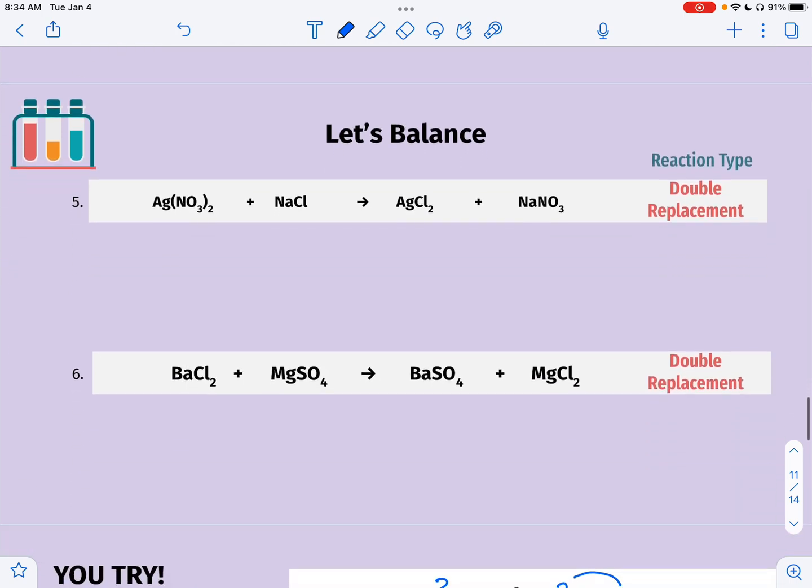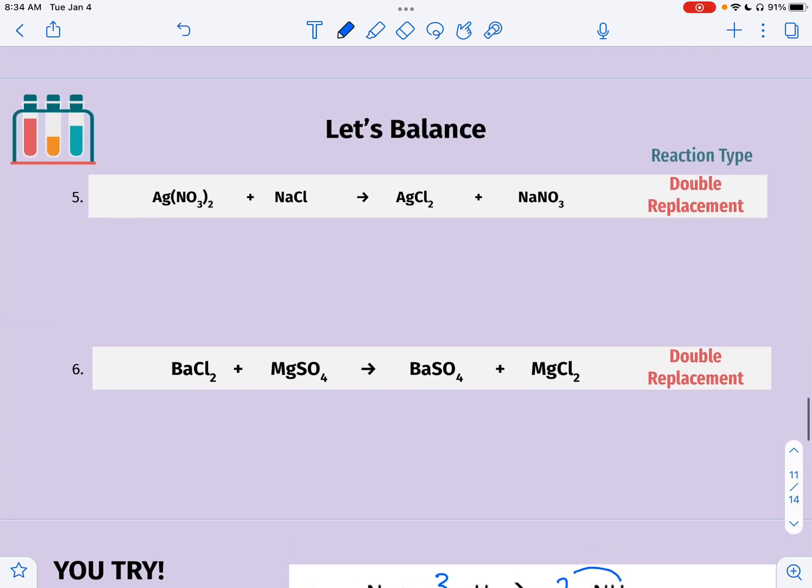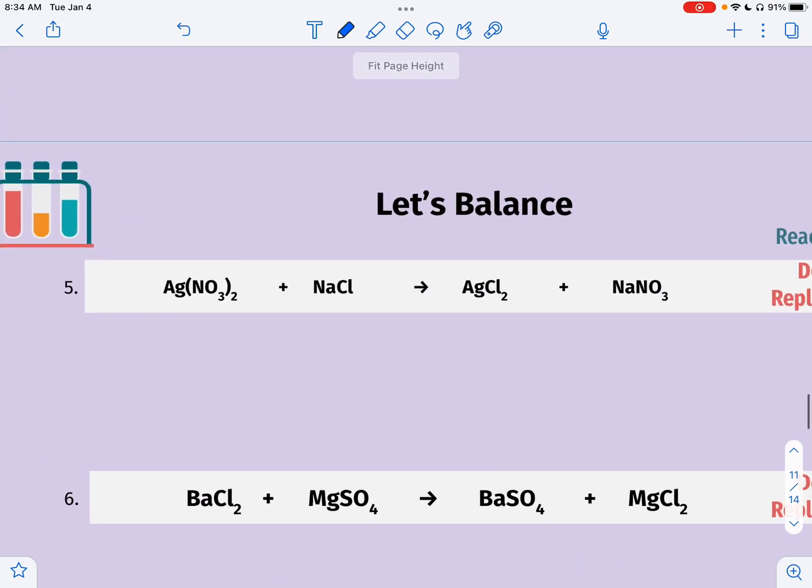Let's take a look at another one. I'm going to have us take a look at this number 5 here. All right, balancing this out, we have silver nitrate and sodium chloride makes silver chloride and sodium nitrate. All right, remember we have to have the same number on each side. My hint and my tip for you here is if you see a polyatomic on the reactant side and you see that same polyatomic on the product side, keep that group together and count it as a group.